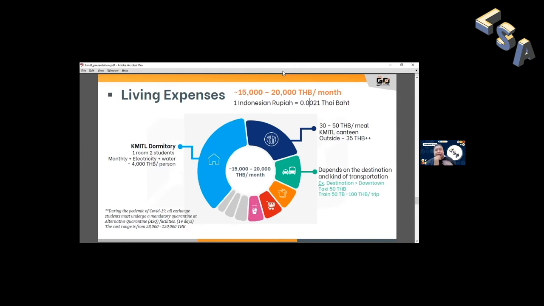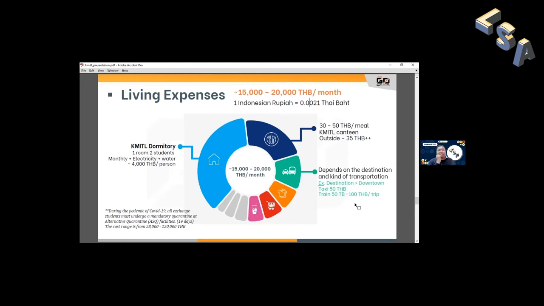Based on my experience as a student, because I have been to Ladkrabang many times, first of all, Ladkrabang is close to the airport. There are Don Mueang and Suvarnabhumi Airport. From Suvarnabhumi Airport, you can go directly by railway. You need about 30 baht, if I'm not mistaken. That's the last time I went using public transportation.